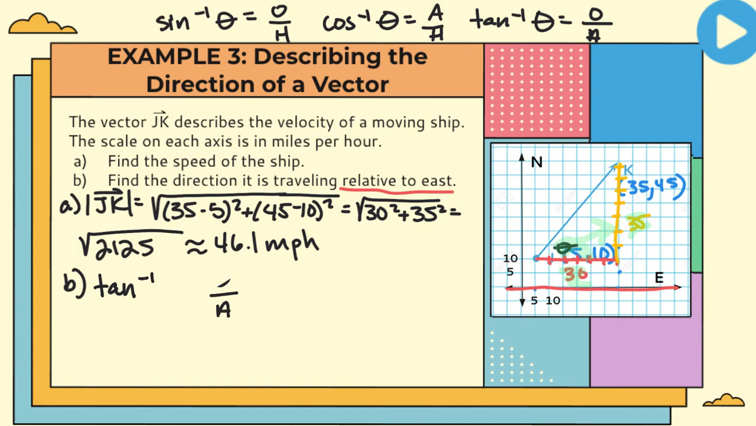I think I wrote that wrong. We're supposed to write it like this: inverse tangent of opposite over adjacent. So 35 over 30, just like that. At this point, we can put this into the calculator, and make sure that your calculator or Desmos is in degrees mode because we're looking for an angle measure in degrees. So we do inverse tangent of 35 over 30, and we get 49.39, so about 49.4 degrees.